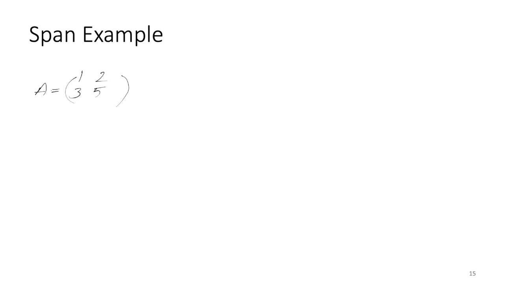Yeah, I'll just show you in a second. Suppose you have a matrix A here. A has two columns, 1, 3, 2, 5, right? You can present it as a linear combination. So you can have alpha multiply your first column and beta multiply your second column, right?